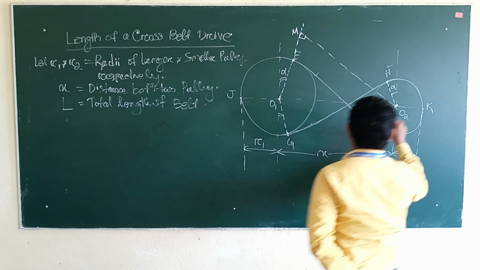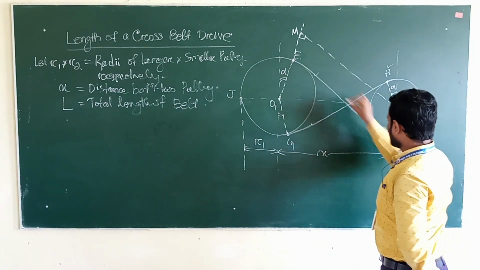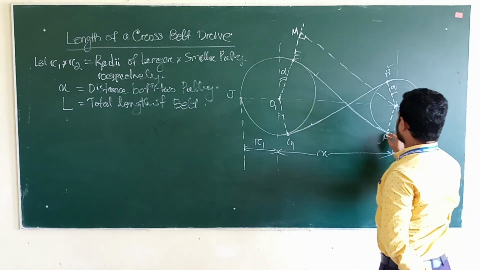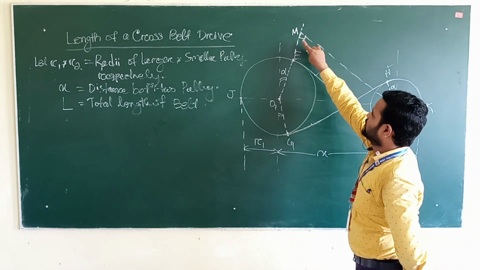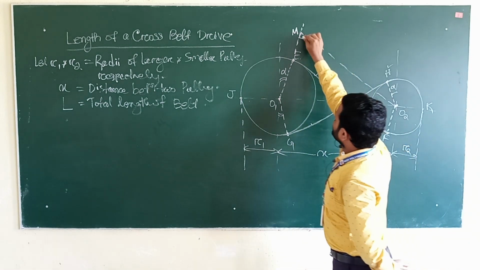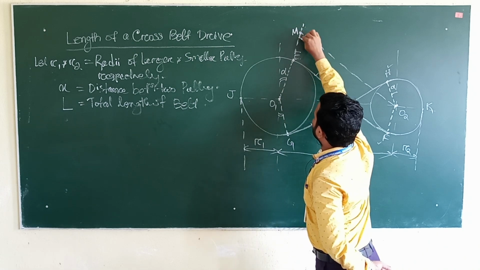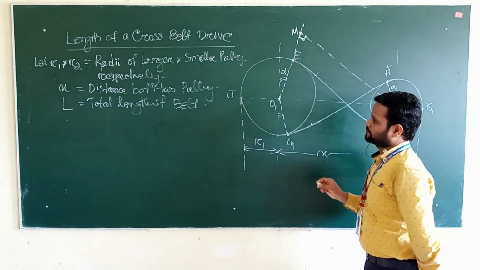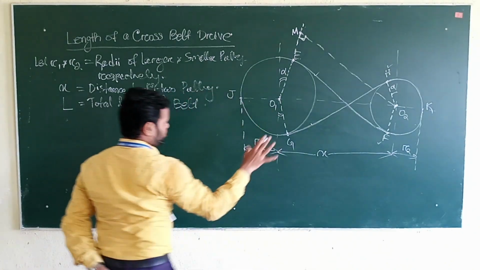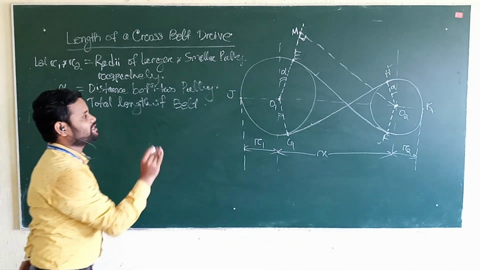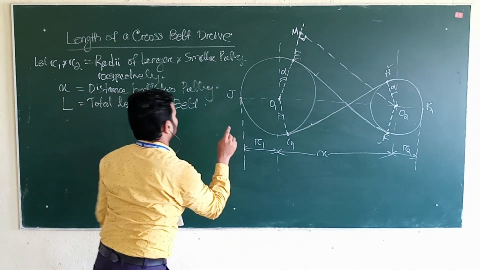Similarly, make a parallel line with EF, that is your OM, and this will intersect the O1E extended portion at point M, and make a perpendicular at M. So now from this figure, let us calculate the length of the belt. So what is the length of the belt?